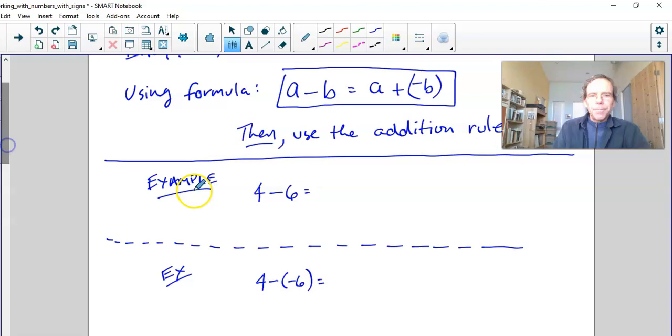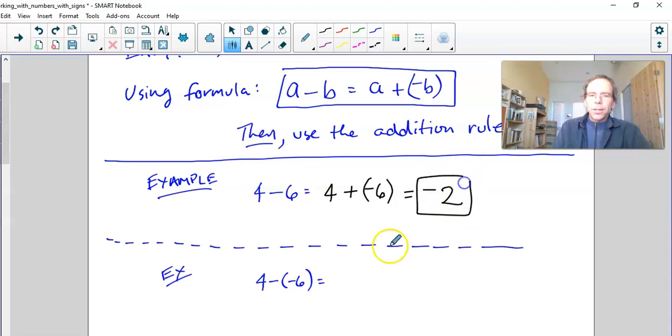Let's see an example here. Let's say you've got 4 minus 6. You could write this as 4 plus negative 6. So who's the winner? Now it's addition, and we're going to compare the magnitudes. Which number has a bigger magnitude? Well, the negative 6 has a bigger magnitude. 6 is bigger than 4. And it was negative, so negative's going to win. How do you get the magnitude of the result? Well, you subtract the numbers. 6 minus 4 is 2. So that's the answer there.